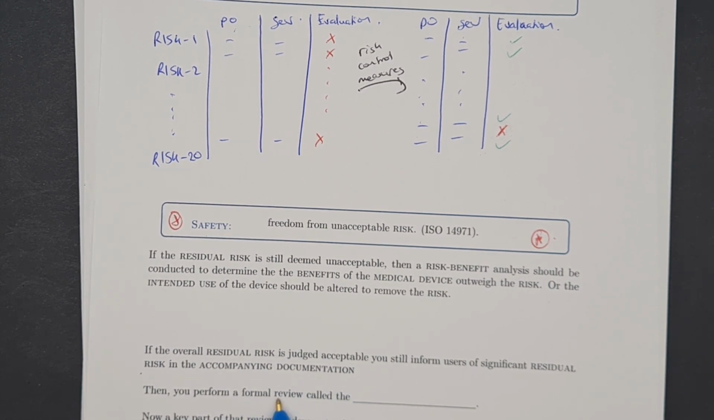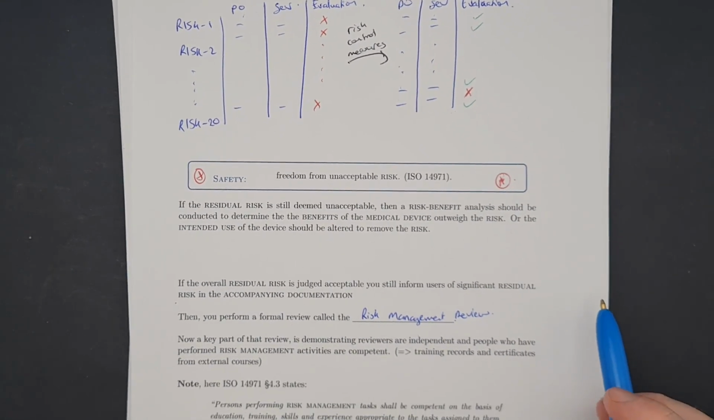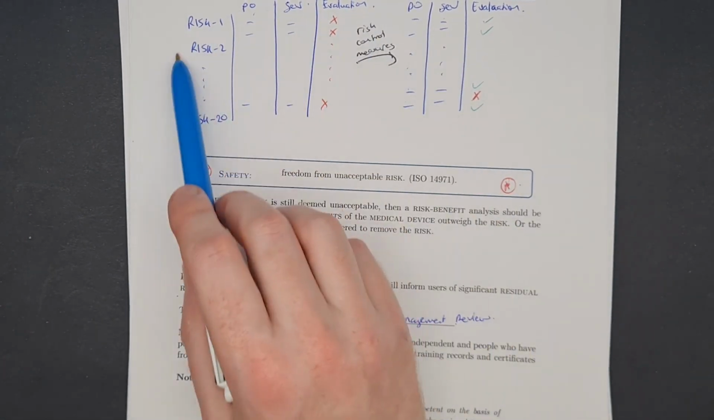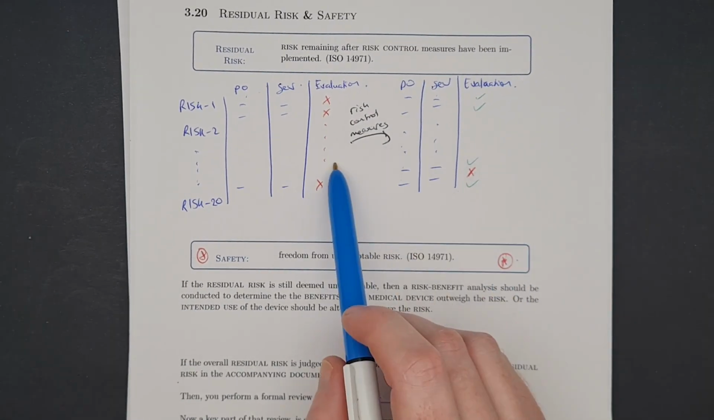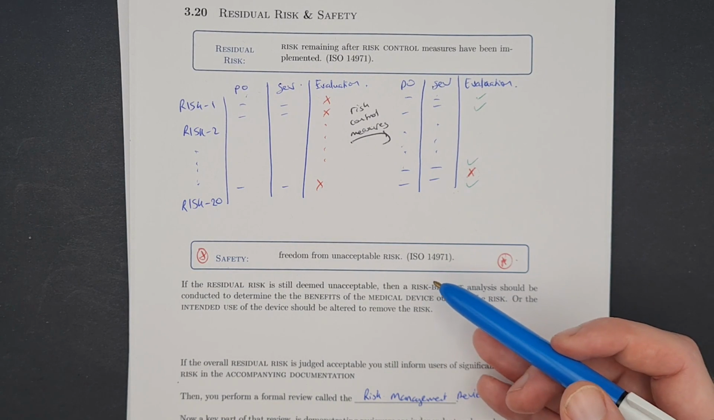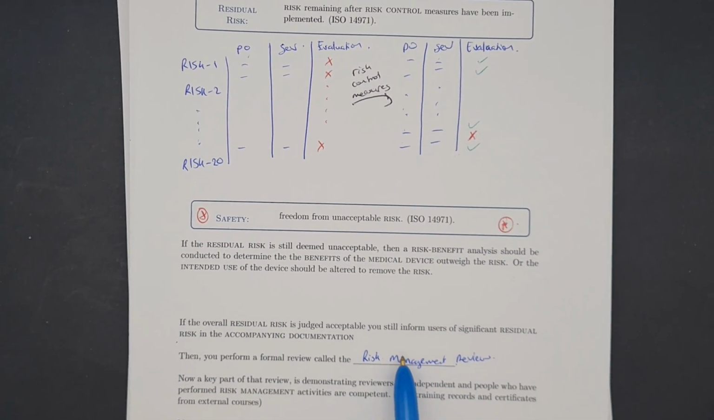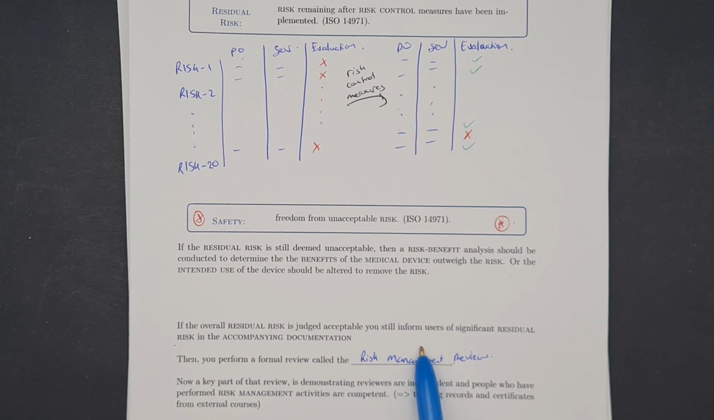Then you perform a formal risk management review. Okay, so by this point you should have a full risk management report, basically where you have this giant table of all the risk assessments, the risk control measures introduced and their evaluation, and you should have lots of test reports for evidence that risk control measures are effective. And then you're going to look over all of that in your risk management review, and you're going to ask, is risk management complete, basically.